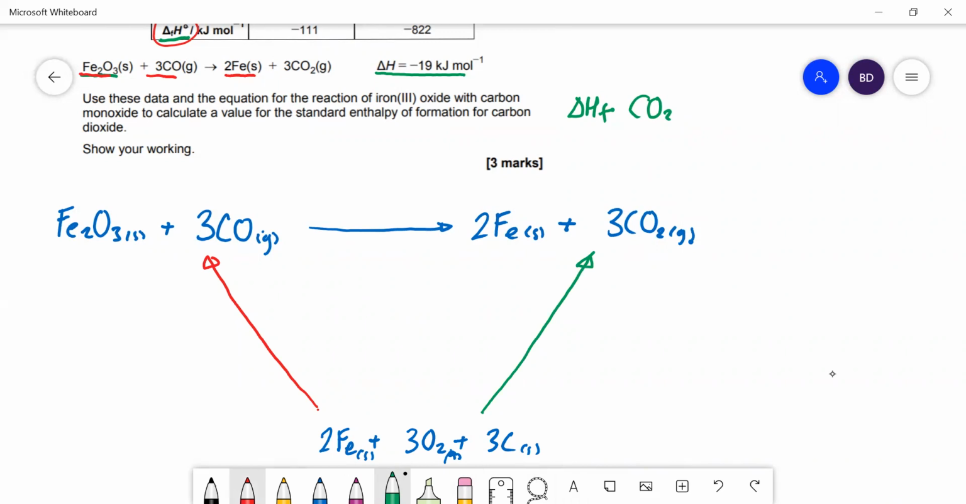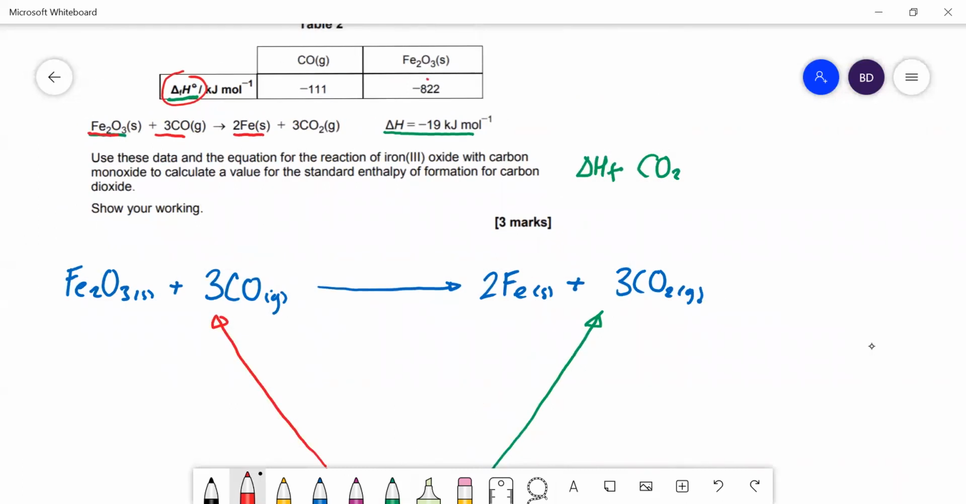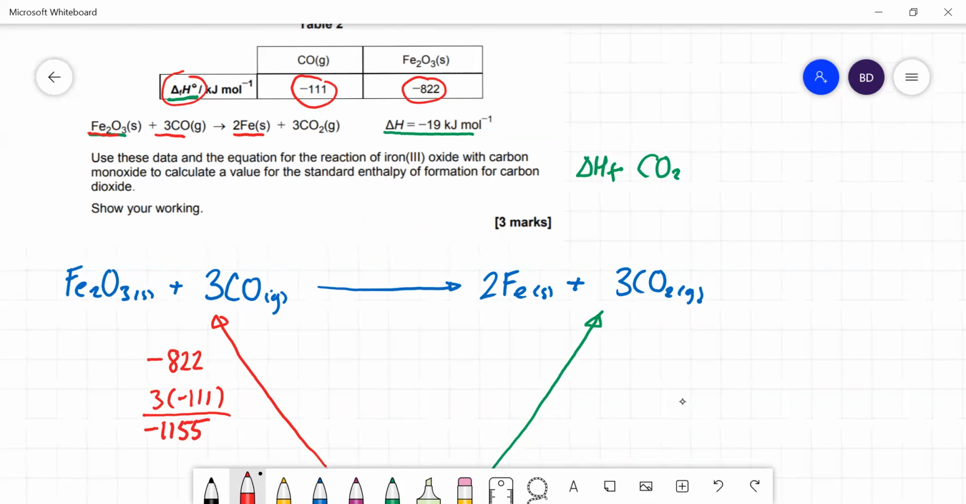Okay, so let's see for the red arrow. What we're doing there, we're forming 1 mole of iron 3 oxide, and it gives us the value there of -822. And we're forming 3 moles of carbon monoxide, which is -111, so that's 3 times -111. Right. Let's add all that up. We get -1155 for that red arrow.